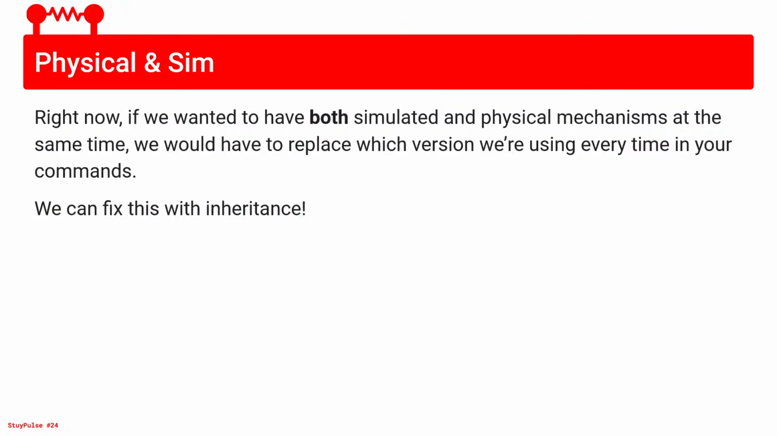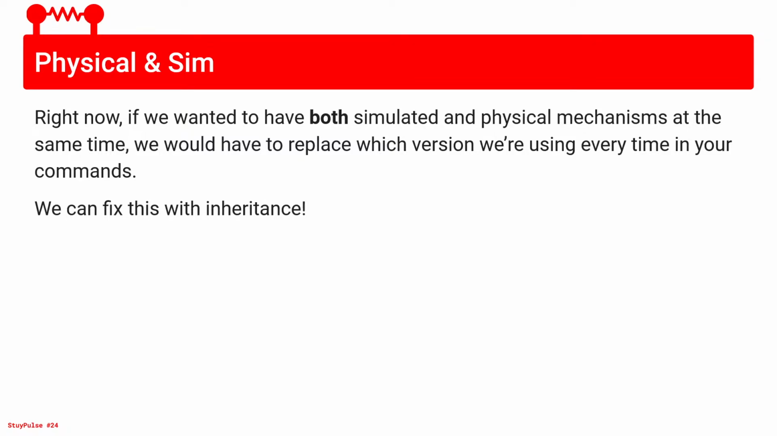Alright, so we're gonna go more in depth with this. What if you wanted to have physical and simulated mechanisms at the same time? Like, let's say you want to simulate the physical code that you've already written, like Shari was talking about before during build season. Currently, if you want to do that and separate them into different classes, in all of the commands that use your drivetrain, you'd have to replace it with a simulated version or the real version whenever you want to switch. But we can fix this. There's a better option.